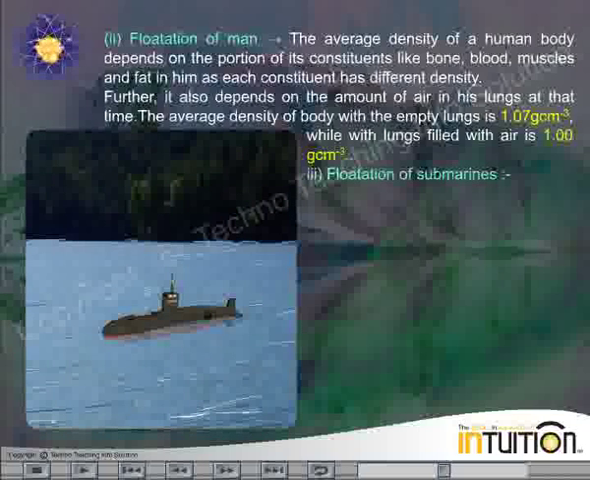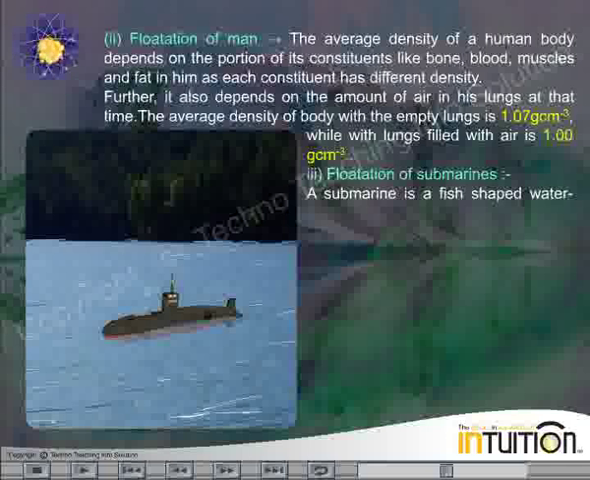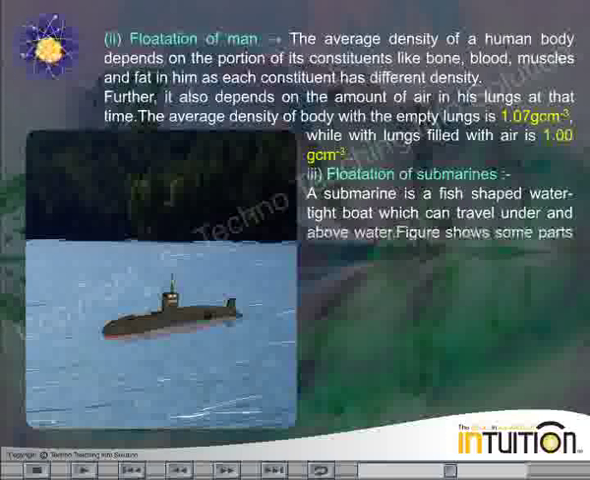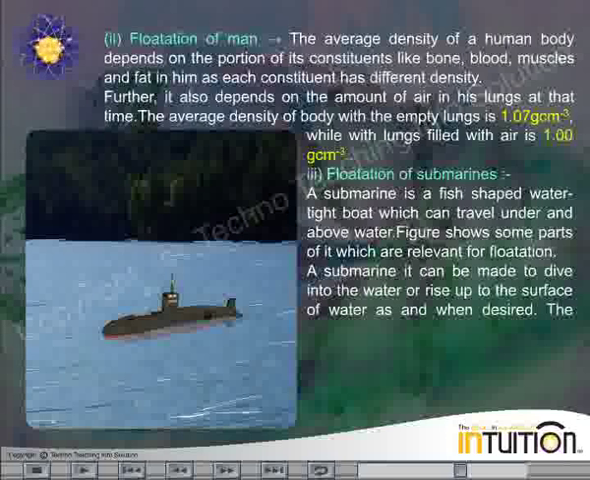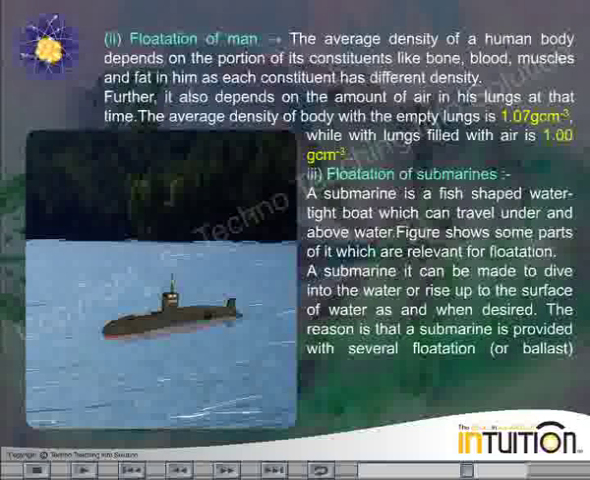3. Flotation of submarines. A submarine is a fish-shaped watertight boat which can travel under and above water. Figure shows some parts of it which are relevant for flotation. A submarine can be made to dive into the water or rise up to the surface of water as and when desired. The reason is that a submarine is provided with several flotation or ballast tanks in its front and rear parts.